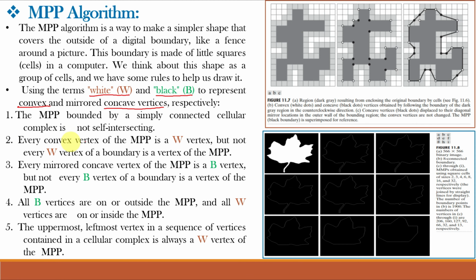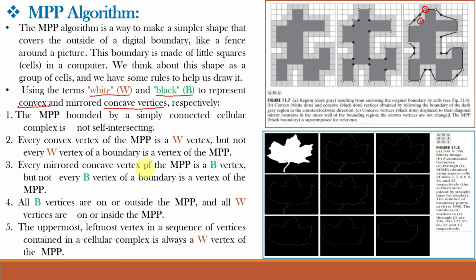Number 2, every convex vertex of the MPP is a W vertex, but not every W vertex of a boundary is a vertex of the MPP. This is our MPP and convex vertex is a white circle. So every white circle is a W vertex, but not every W vertex is a part of the MPP. You can see this is not a part of the MPP.